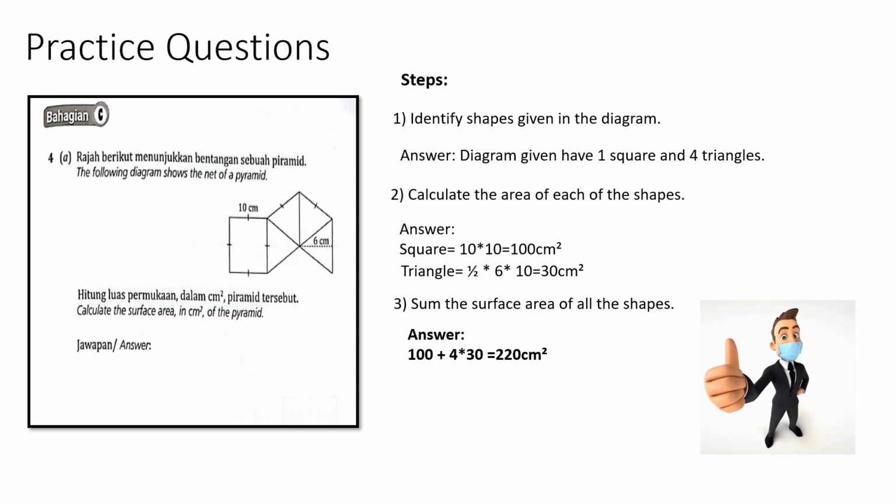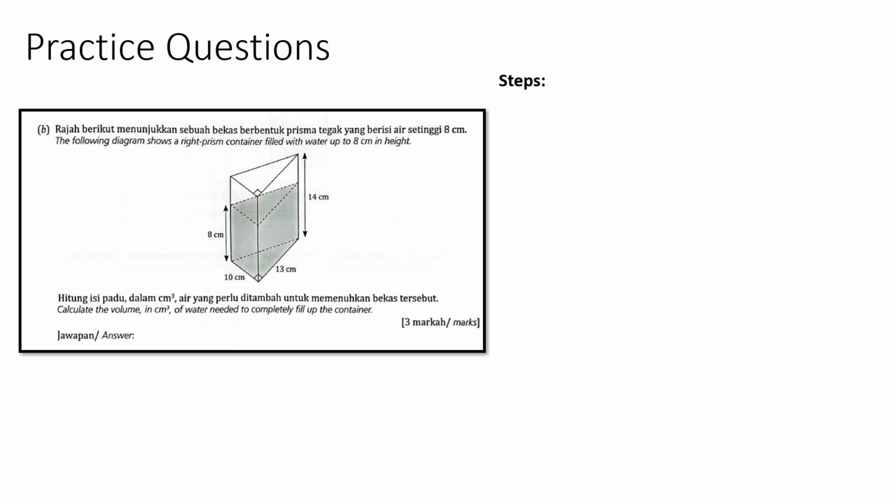Quite easy, right? Okay, so if you are given a shape like this, you need to calculate the surface area of each of the shape individually, then only you sum up everything. Alright, moving on to the second question.